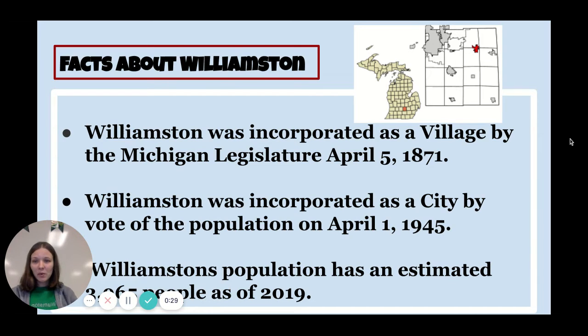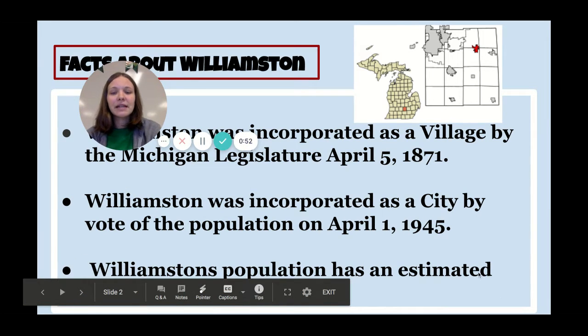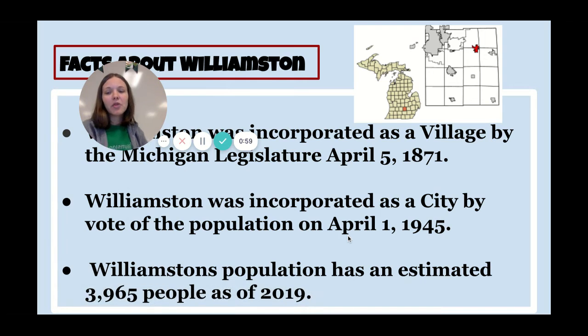So some facts about Williamston. Williamston was incorporated as a village by the Michigan legislature on April 5th, 1871. So it was considered a village when it first began because it was just so small and there were so few people. And then in 1945, it was incorporated as a city by a vote. And now we know that as of 2019, Williamston's population is estimated at about 3,965 people.